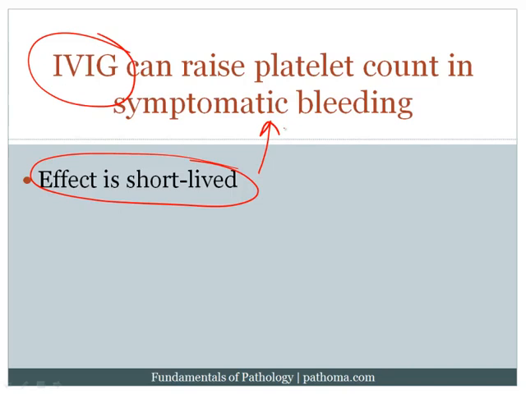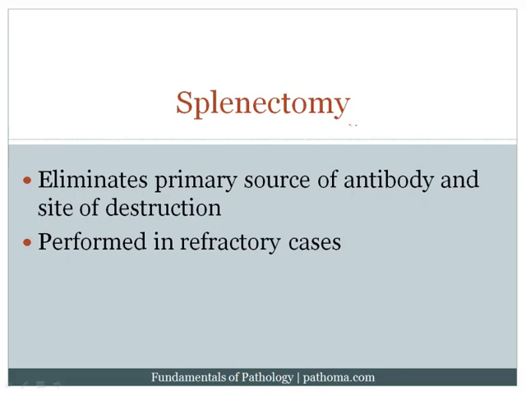The final treatment, and sort of the very last stage treatment, would be to do splenectomy. Very high yield to know that when a patient gets splenectomy, you're actually going to eliminate both the source of the antibody, because remember, the plasma cells in the spleen were making the antibody, and you're going to eliminate the site of destruction, because remember that the macrophages of the spleen were the cells eating the antibody-coated platelets. So splenectomy kills two birds with one stone. Very important to know that splenectomy kills two birds with one stone. But it's only performed in refractory cases. So that's the first disorder that we need to be familiar with.